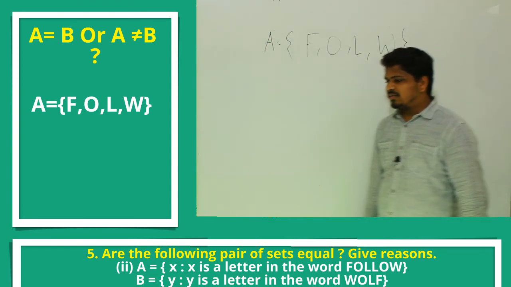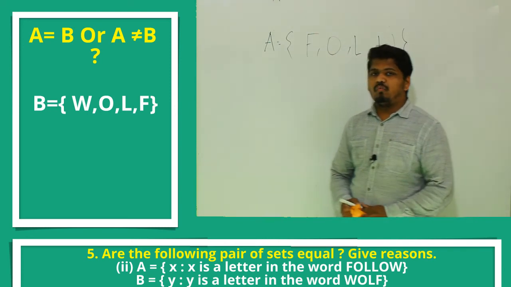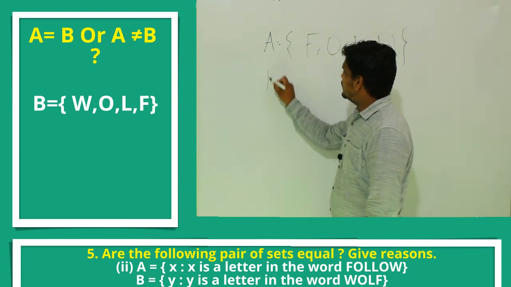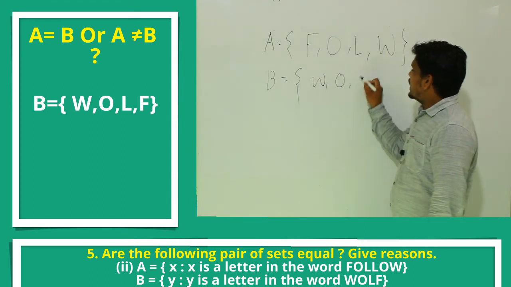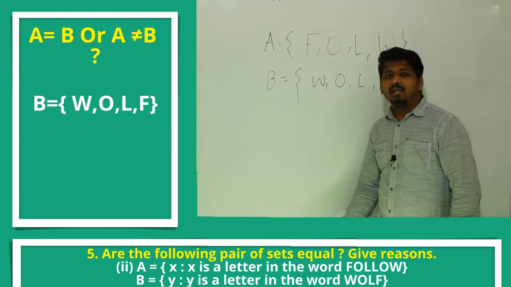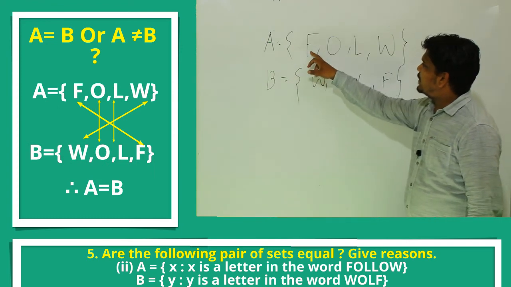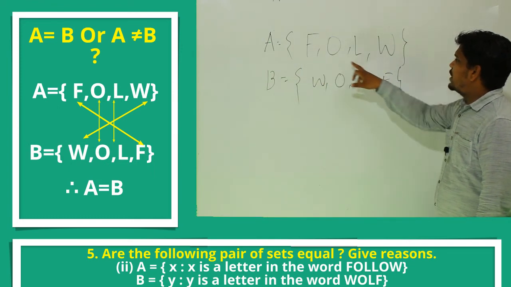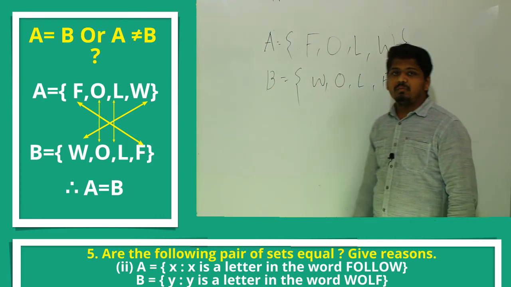Therefore, now what does set B say? B says y is a letter in the word WOLF. Therefore, B is nothing but W, yes, O is there, L, and you can take F also, since no letter is repeating here. Now check what happens with A and B. Here F in A, F is also in B. O is there, O is in B. L is there, L is in B. W is there, W is in B.